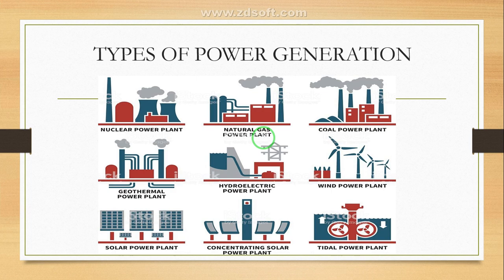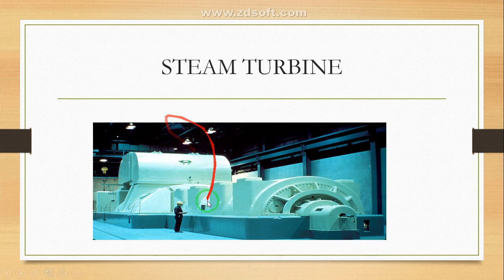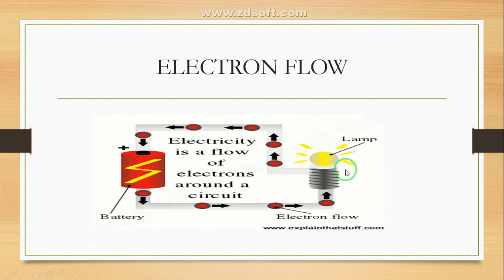According to the situations, the material availability and the climatic conditions, we select different types of power plants in different areas. This is a schematic diagram of a steam turbine. Likewise, by using these types of devices, we get electrical energy from different power plants.